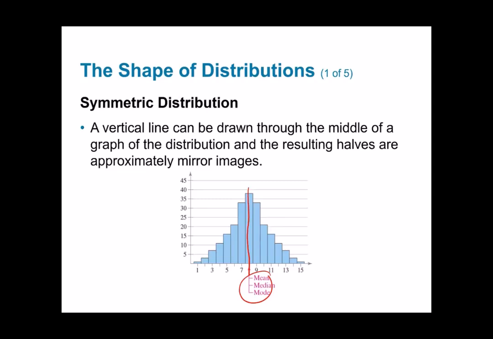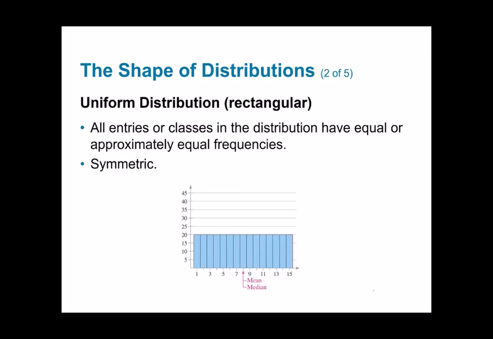For a symmetric distribution, think of it as your classic bell shape. Most everything's in the middle, and you have a nice pretty picture from both sides. It's the exact same, or close to the same. They're going to be roughly mirror images. A uniform distribution is a special symmetric distribution where all of the classes have equal frequencies. So everything is equal, everything is uniform. It's also known as the rectangular distribution. We're not going to talk a whole lot about uniform distributions because in the real world, most things aren't perfectly even.